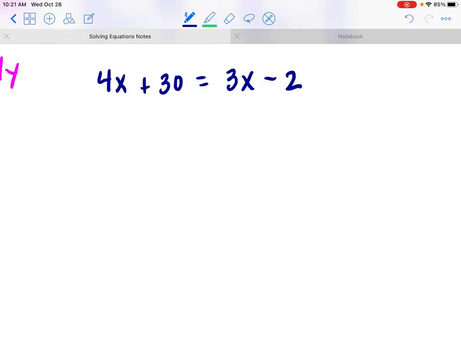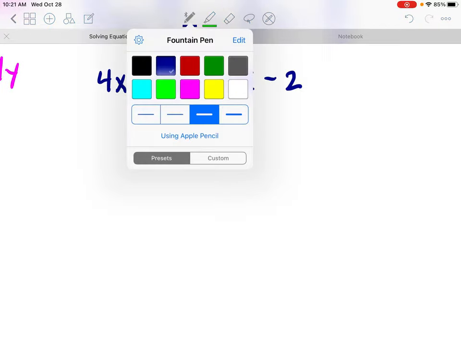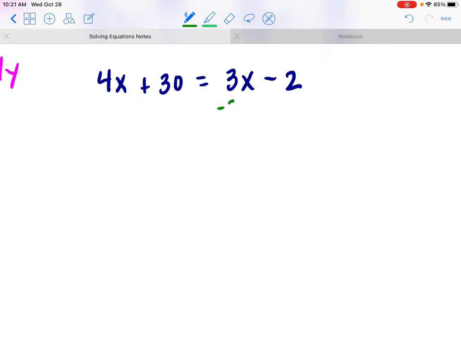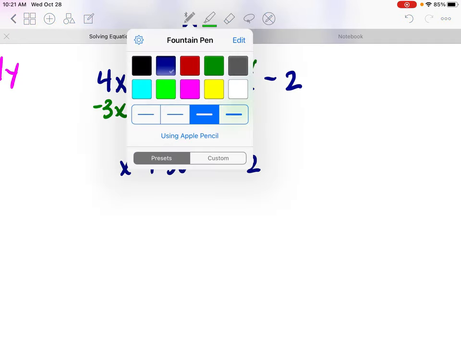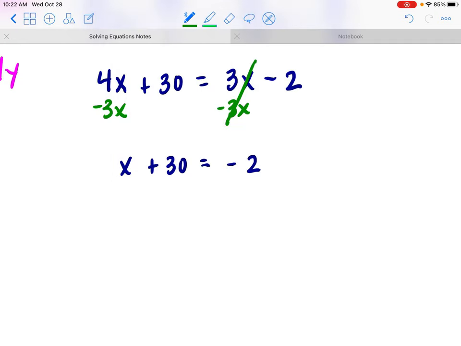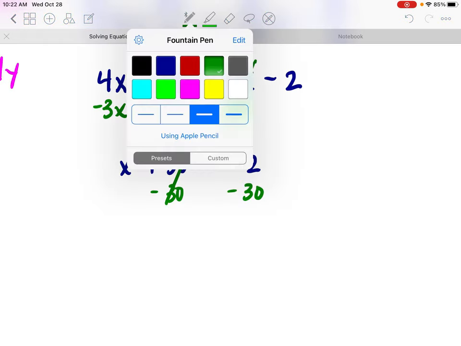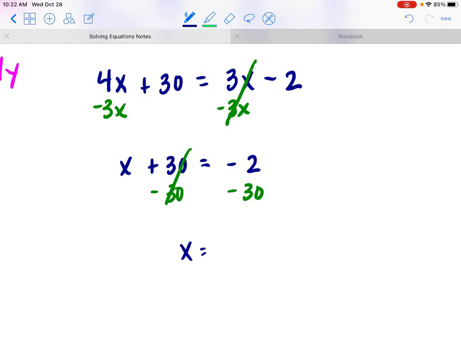So now, this is more manageable for me. Since I have variables on both sides, I'm going to get those together. So let me subtract 3x from both sides, cancel those guys out. Now 4 minus 3 leaves me 1x. I'm going to bring down my plus 30, and bring down my equal and my minus 2. And now to solve for x, it's one step. There's a plus 30, so I'm going to subtract it over. And that makes my answer x equals negative 32.